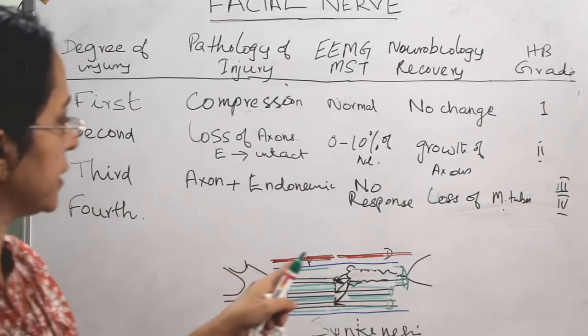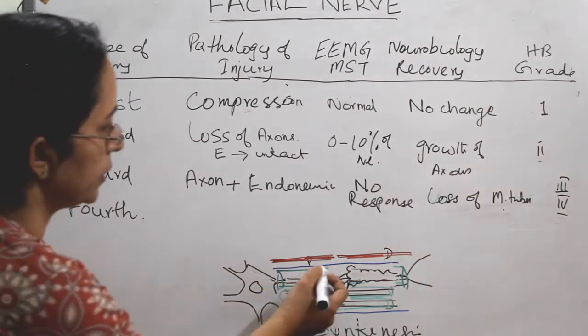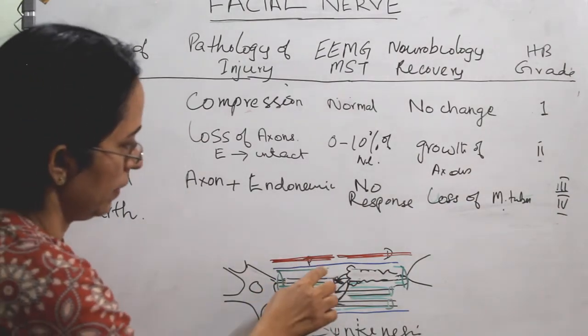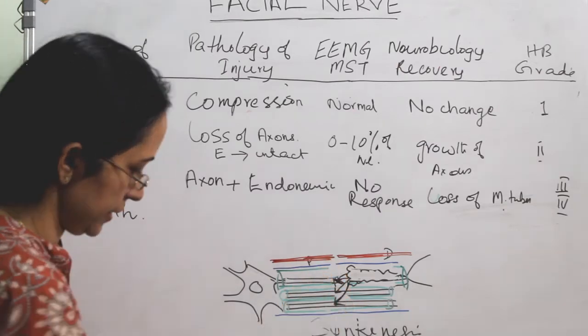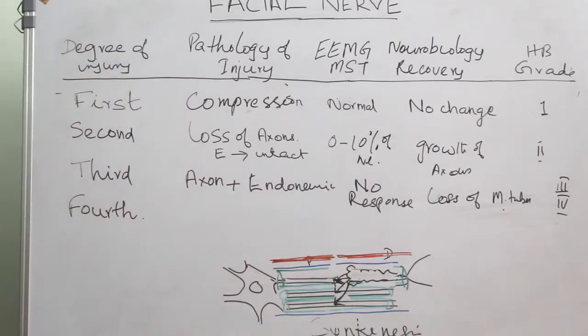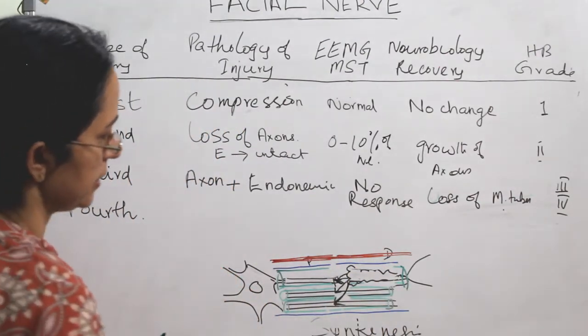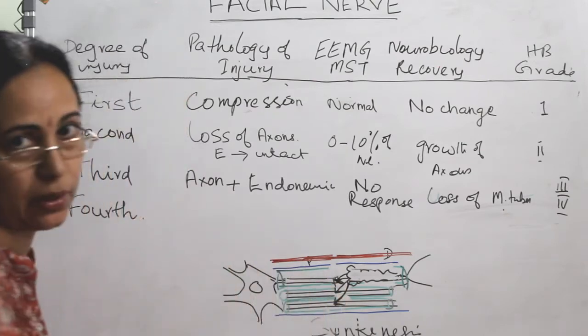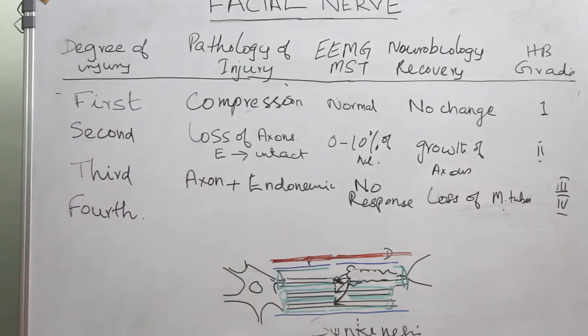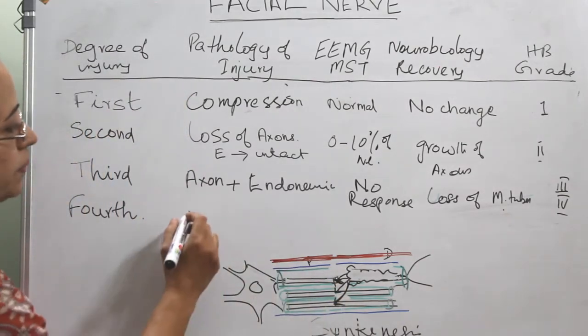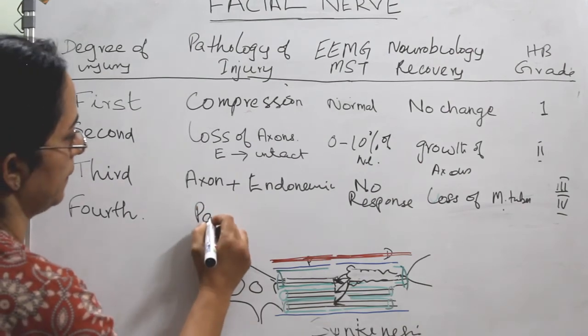Fourth degree, there is partial transection. Both the endoneurium as well as the perineurium are cut. There is no cut of the epineurium. Only the perineurium as well as the endoneurium is lost. Okay, so there will be partial transection.